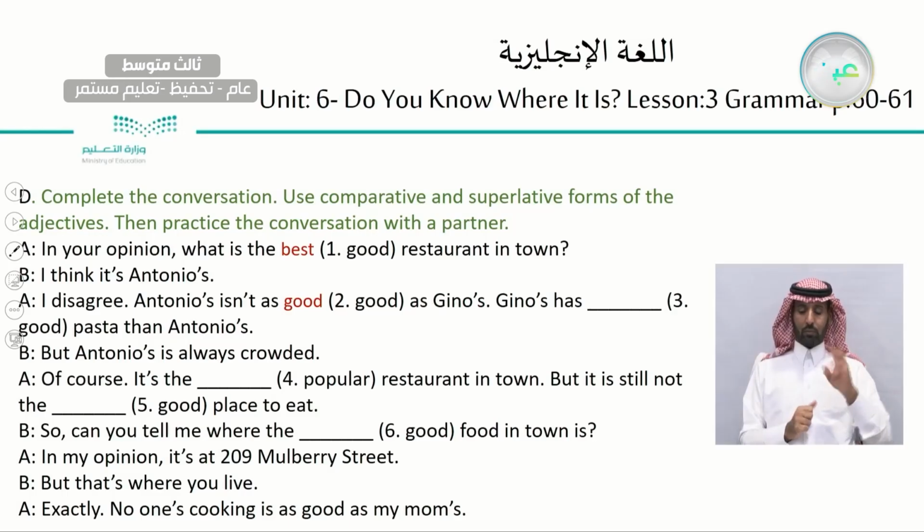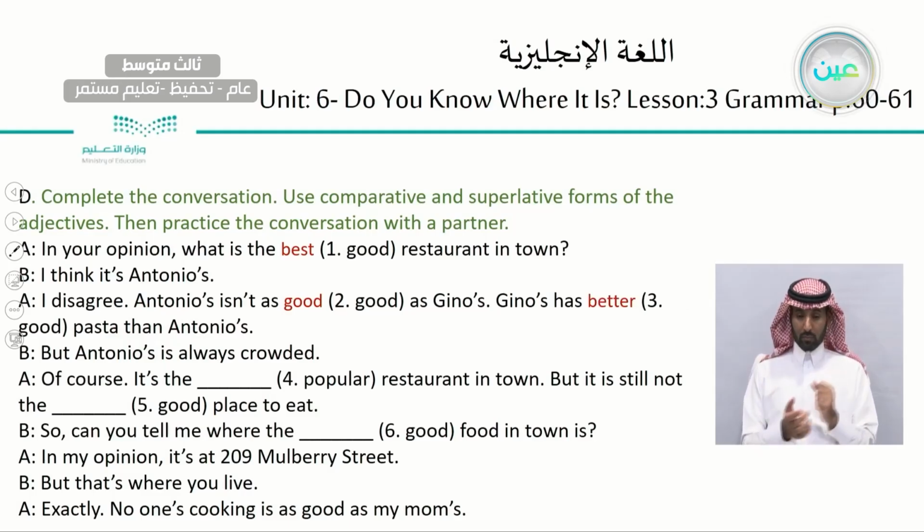As Gino's. Gino's has what? Pasta than Antonio's. When we say than, then automatically we use the comparative form. Excellent. So we change it to better pasta than Antonio's.